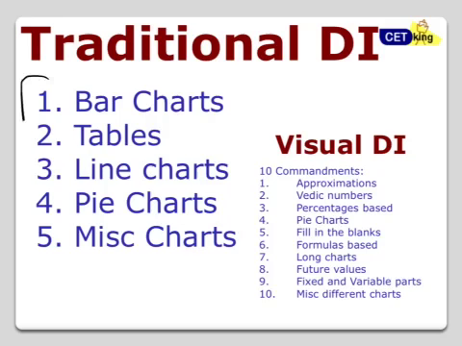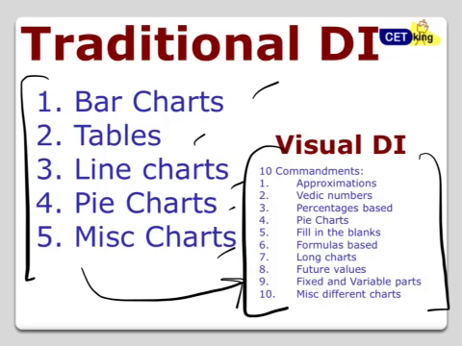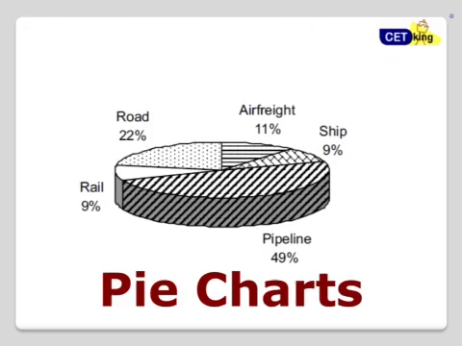There are typically 5 types of major charts: bar chart, tables, line, pie charts, and miscellaneous chart. But we have converted them into 10 different types of commandments, which all together combined are more than enough to solve every kind of DI set. In this video, I'm going to focus mainly on the pie chart.